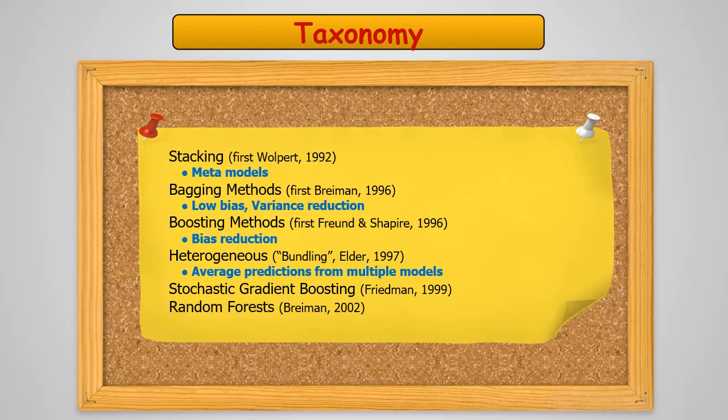Here is some of the taxonomy we're going to be seeing. The stacking method is a meta model. Bagging is going to deal with low bias and variance reduction. And then boosting methods are going to be for bias reduction. Heterogeneous methods are going to try to take average predictions from multiple models. And then stochastic gradient boosting and random forests. And we're going to talk a little bit about all of this.